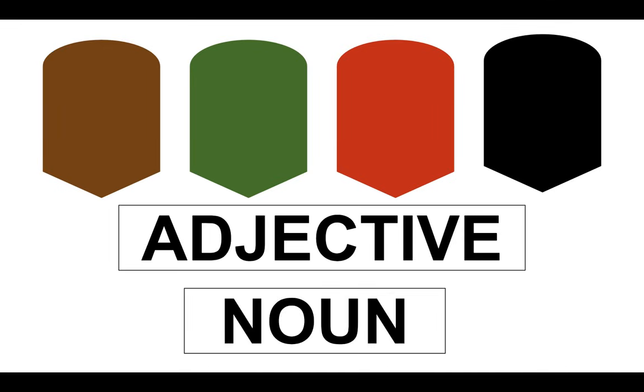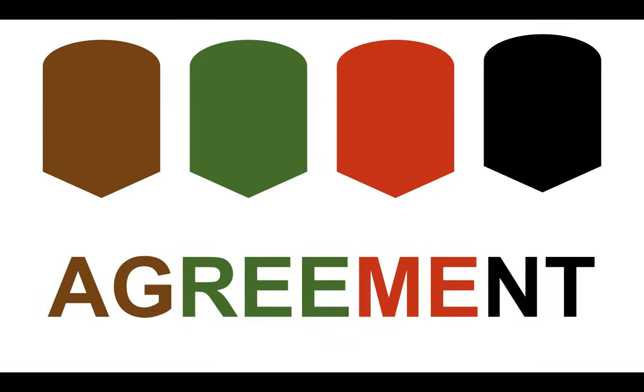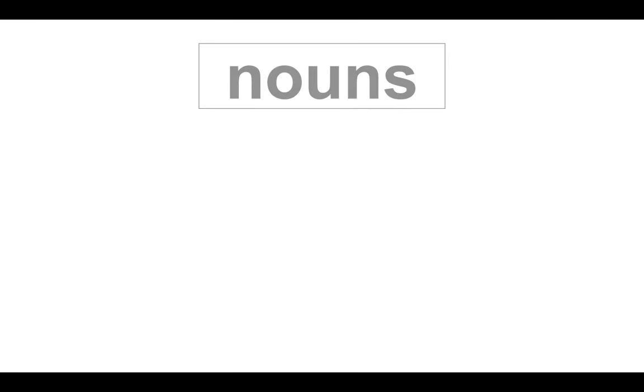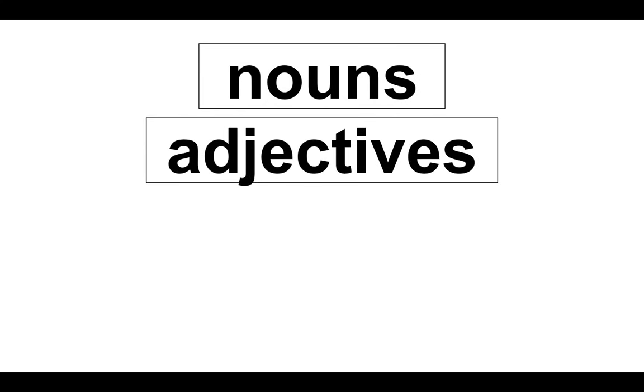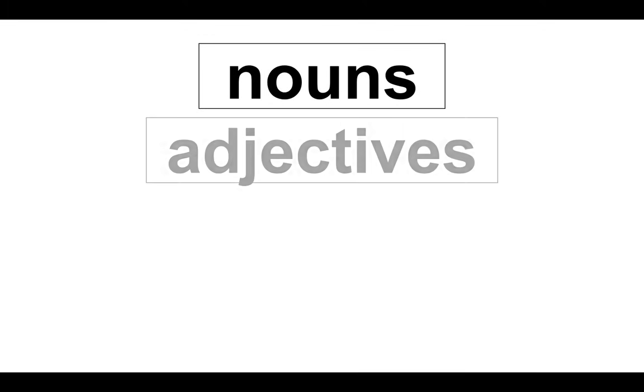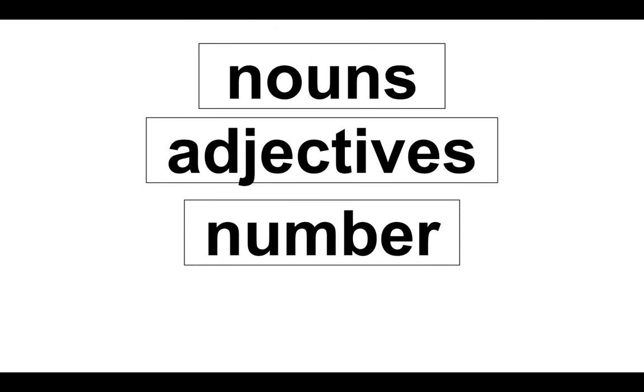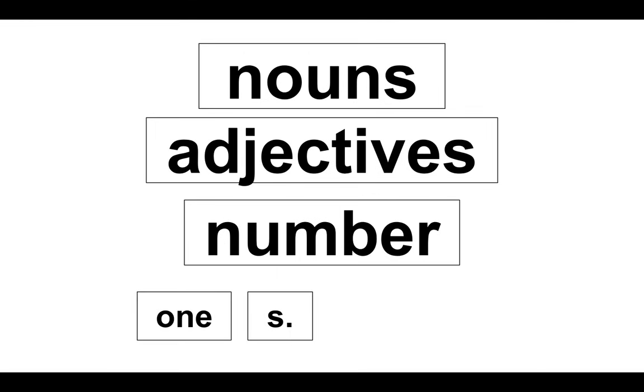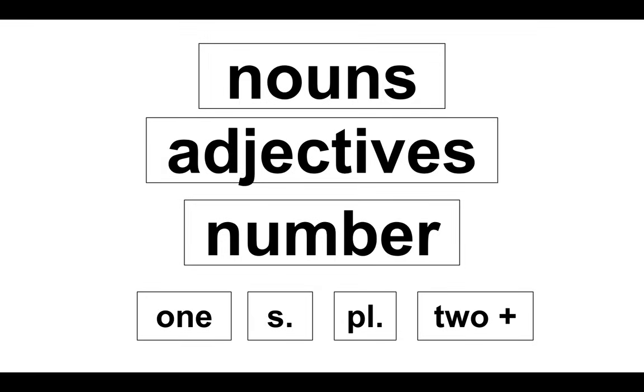Let's take a look at adjective-noun agreement in Spanish. Nouns and adjectives in Spanish have gender. Some words are considered masculine and others are considered feminine. Nouns and adjectives also have number, meaning some are singular or just one, while others are plural, meaning two or more.